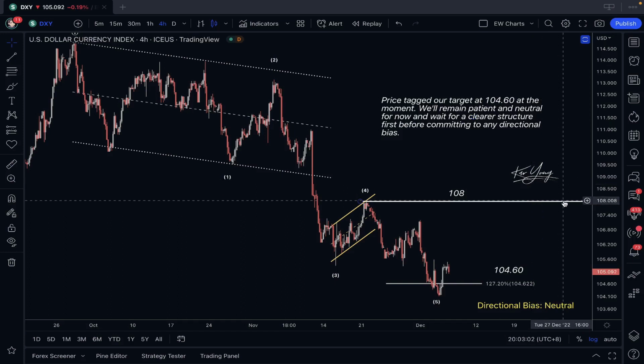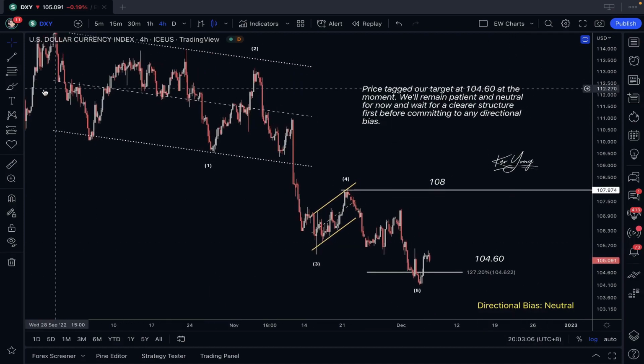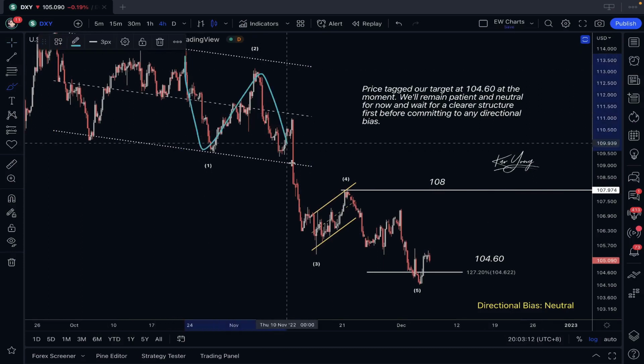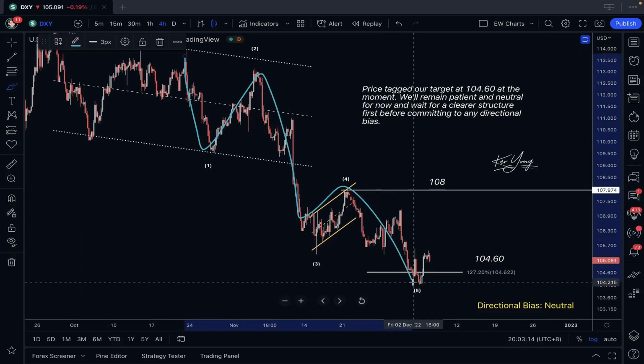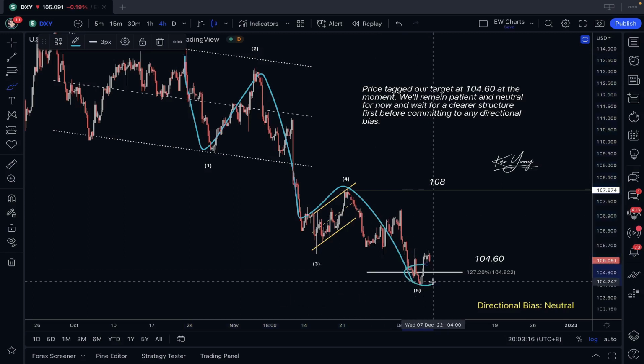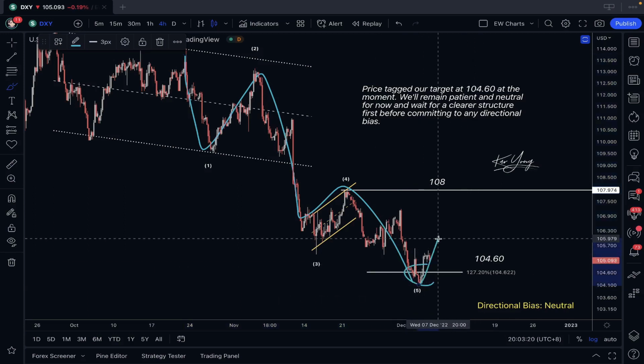being patient over here as well, because currently from an Elliott Wave perspective, the market has completed a 5 wave structure. So this one here you can see from 1, 2, 3, 4, 5. And of course, the market came back to test the 127 extension. That's a little bit of a reaction right now.